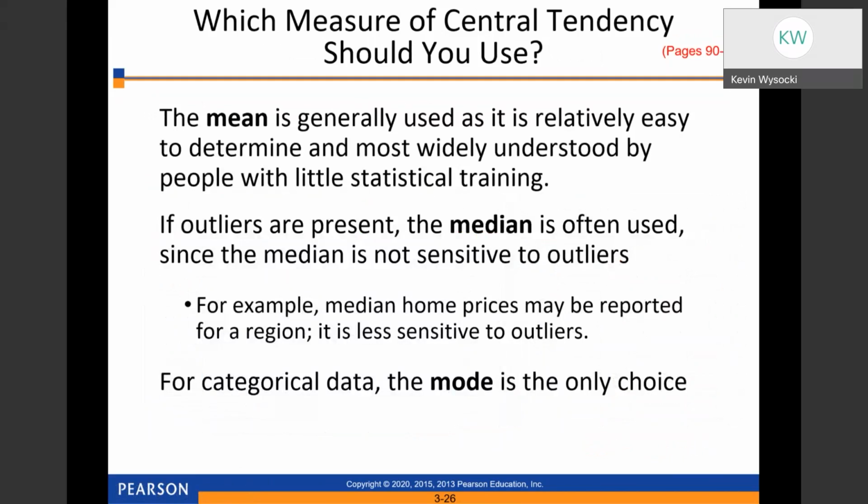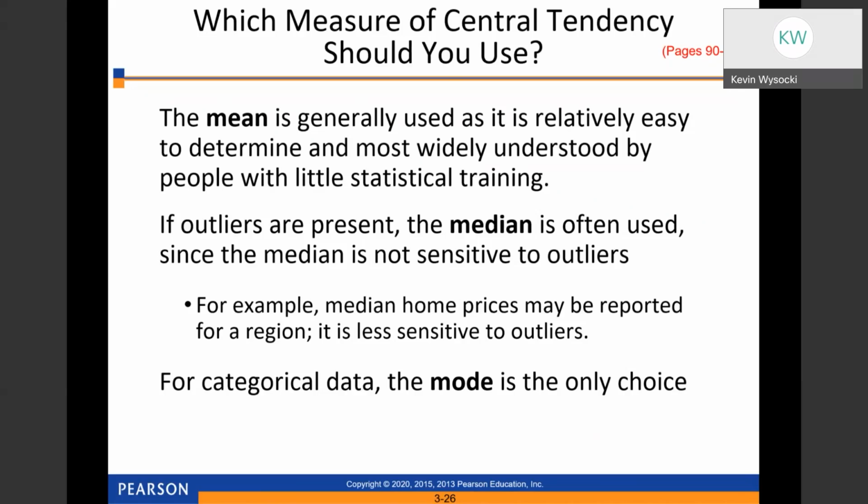So out of these three values for central tendency, which one is the best? Depending on what kind of data you're looking at is the answer to the question. So the mean is generally used as it is relatively easy to determine and most widely understood by people with little statistical training. If outliers are present, the median is often used since the median is not sensitive to the outliers. So if you recall that example where they had a 5,000 out of nowhere, right? That would greatly affect the mean, but it wouldn't affect the median.